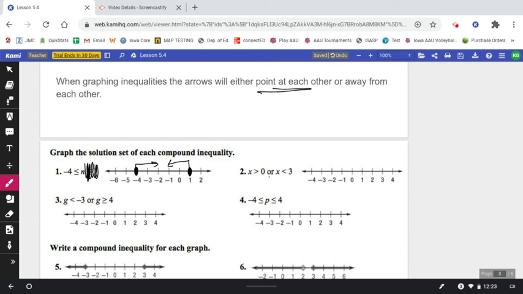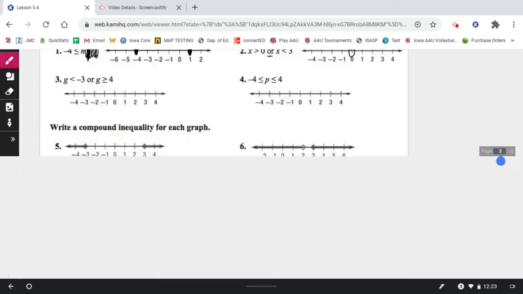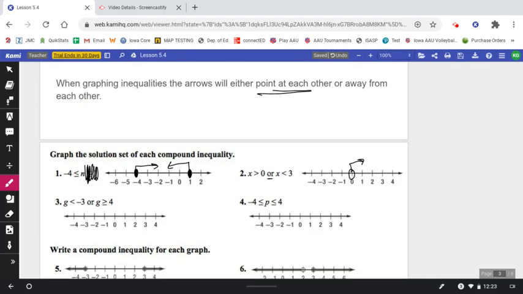On the second one, we have two separate inequalities that are separated by or, but we graph them both on the same number line. So the first one we graph is x is greater than 0, open circle and to the right. And the second one, x is less than 3, open and to the left. Again, those are pointed at each other.